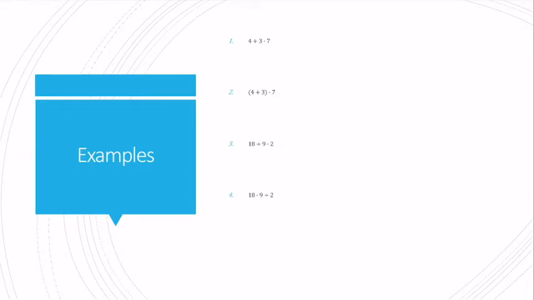So 4 plus 3 times 7, the first thing I'm going to do is multiply. So that gives me 4 plus 21. 4 plus 21 is 25. You can see how that's different than here if I did 4 plus 3 first. It's in parentheses. That gives me 7 times 7, so 49. Parentheses make a big difference.